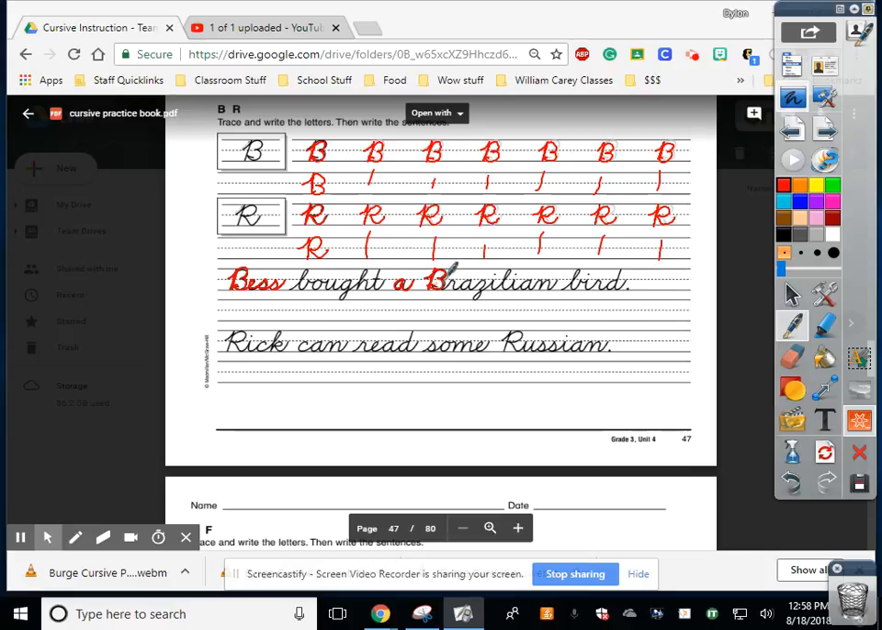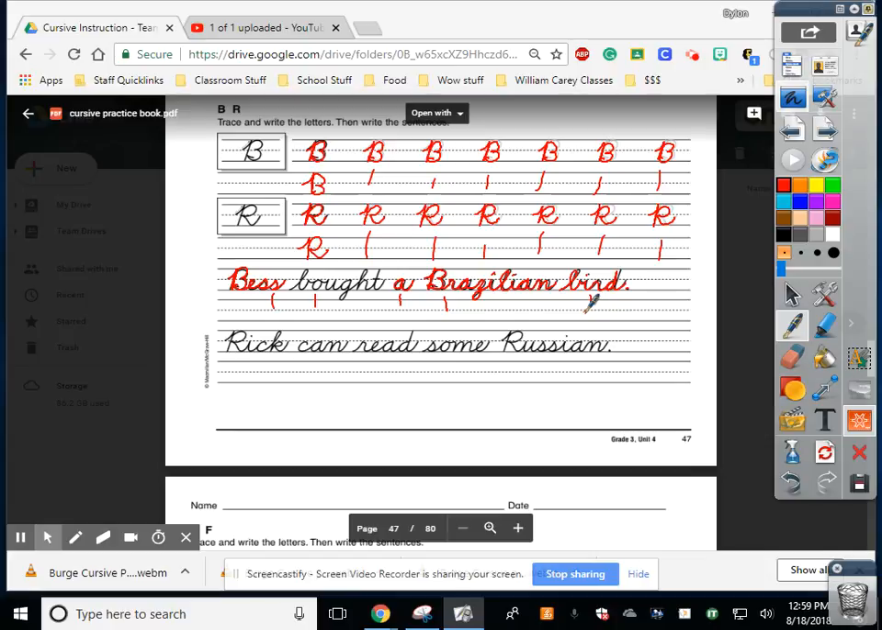Remember the capital B. You're going to pick up your pen. R-A-Z-I-L-I-A-N. Brazilian. Nice. Bird. B-I-R-D. Period. Oh, dot your I, then put a period. But remember, trace all of them and then write them for yourself on the bottom.